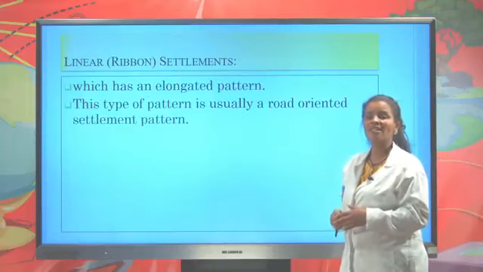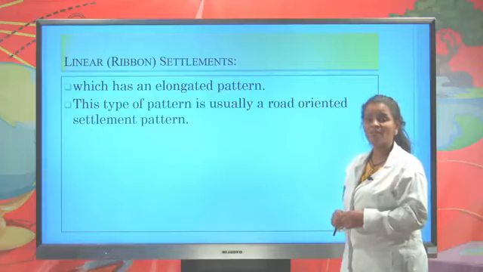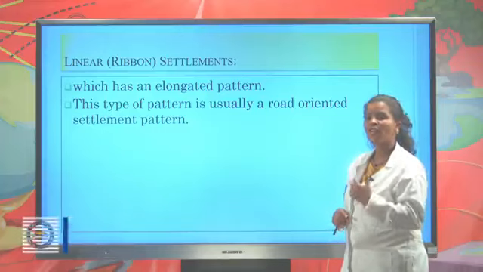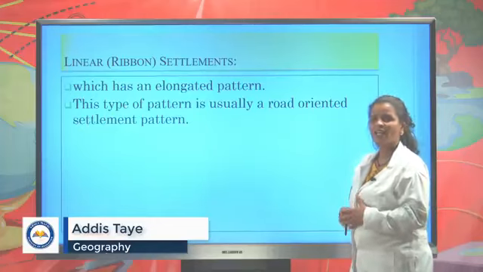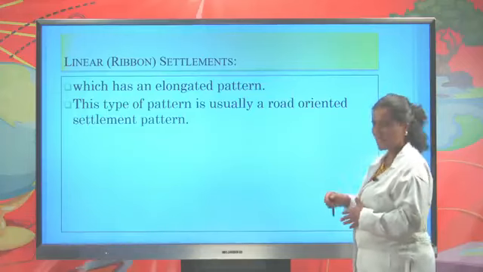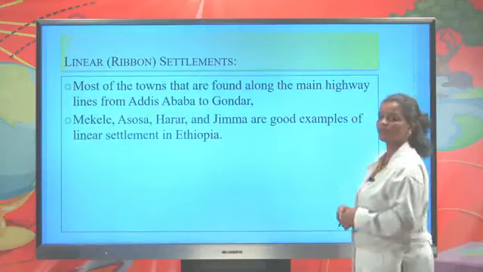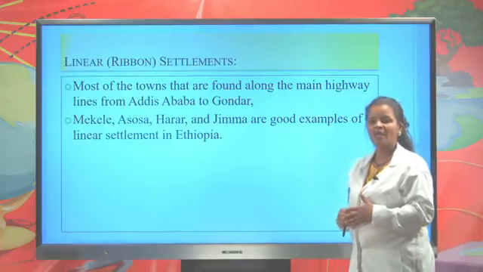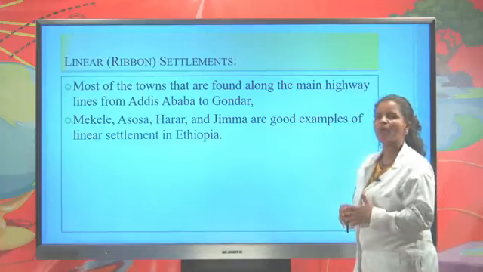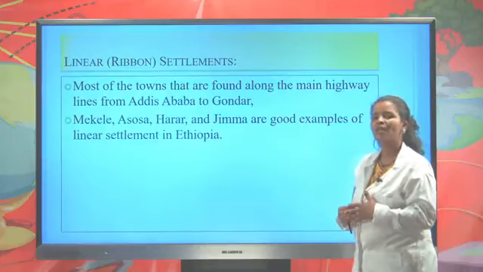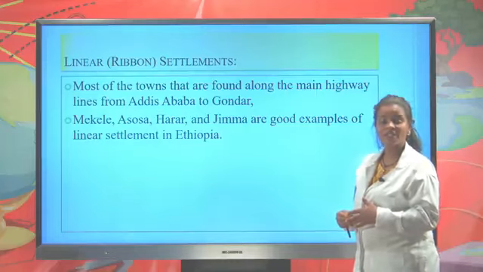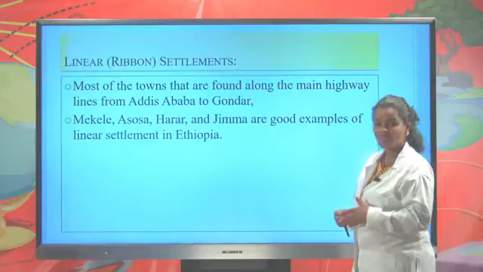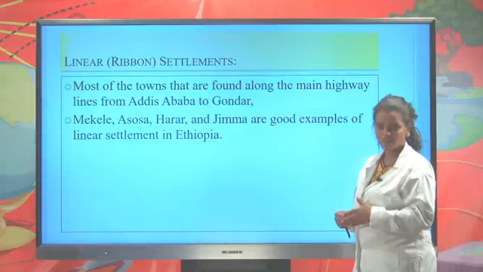The third type of settlement is linear or ribbon settlement. It has an elongated pattern. This type of settlement pattern is usually road-oriented. Most of the towns found along the main highway line from Addis Ababa to Gondar, Mekelle, Asosa, Harar, and Jimma are good examples of linear settlement in Ethiopia. So, there are three types of settlement: dispersed, nucleated, and linear settlement.